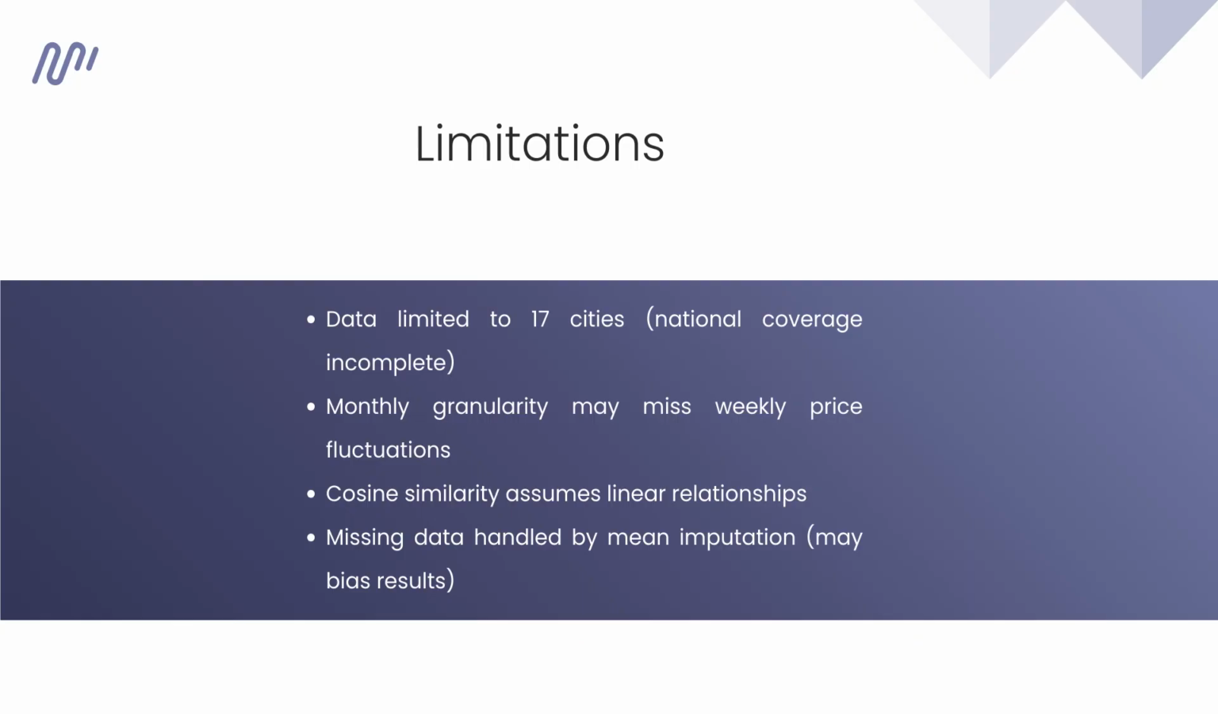Limitations: national coverage is incomplete as the data is limited to 17 cities. Monthly granularity may miss weekly price fluctuations. Cosine similarity assumes linear relationships, and the missing data was handled by mean imputation, which may bias results.